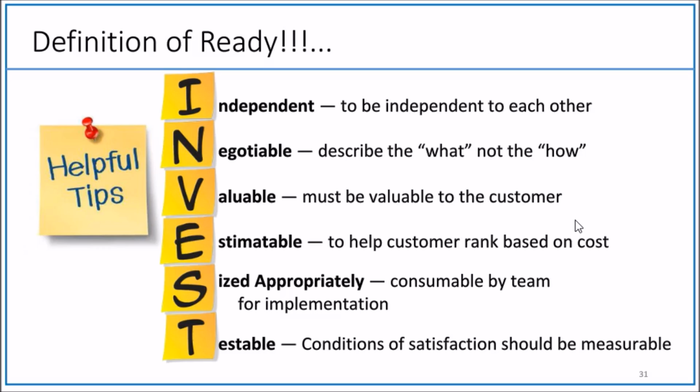And then sizable means you should be able to implement the story within a sprint. You can't have a story that takes 2 or 3 user stories, at least at the planning stage. At the planning stage, you have to split the stories in such a way that each user story can be implemented in one iteration or sprint. Then each user story should be testable, meaning conditions of satisfaction should be measurable.